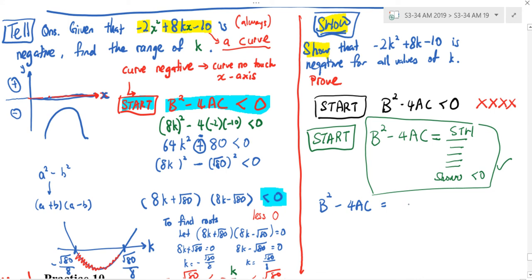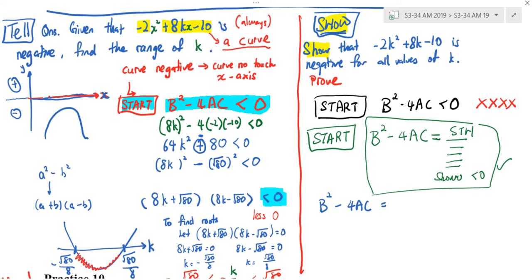B. Wrong. No, I think you're wrong. I never say you're wrong. 8K is wrong because over here there is no X. So the K square looks like X square. The K looks like X. This one no X. So what? Understood it? Oh, good. You all like very scared of me.